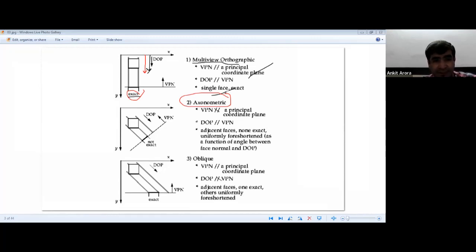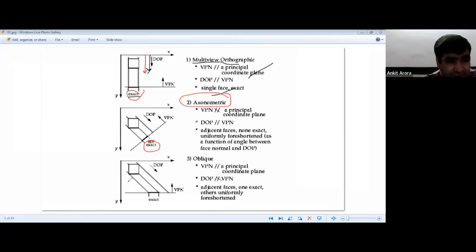So when we are talking about axonometric, you are taking it at 45 degrees. So here it is not exact. So Ritu, what you were mentioning about it being 45 degrees, that whole thing is different. Is it clear to you, Ritu? It will not be exact. And at 45 degrees, you have uniformly foreshortened sides, as a function of the angle between the face normal and DOP. So that is how it is.